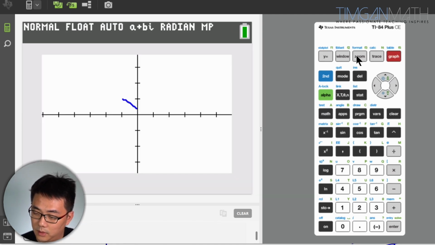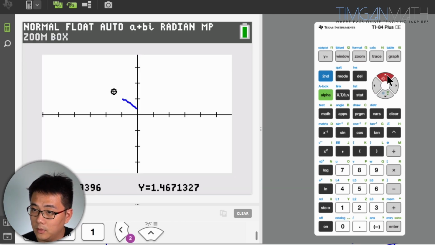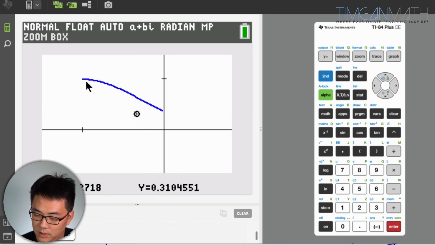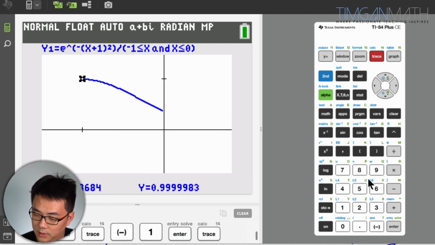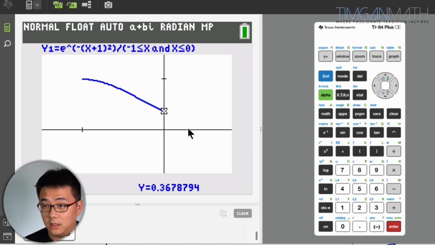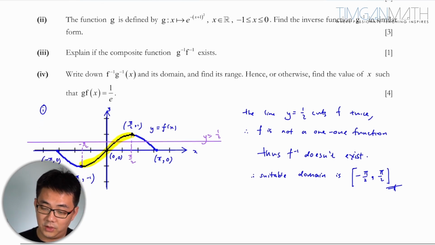And it's here. Alright, so zoom box. As usual, I prefer to just zoom inside here. So here you go, this is the graph. So trace negative 1, this will be 1, and trace 0 will be e to the power of negative 1, right? So just graph this out. Find the inverse function in similar form.